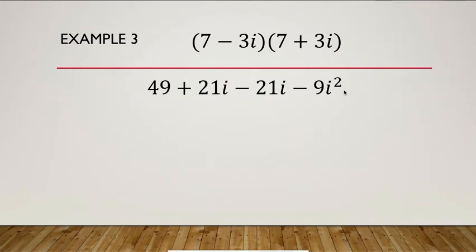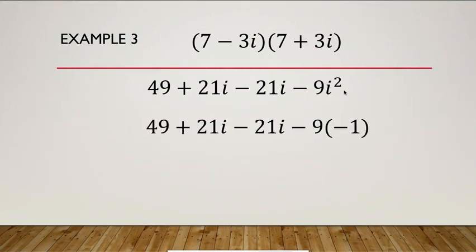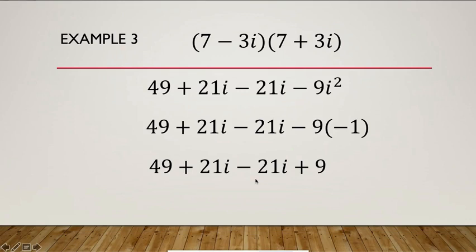So here again, there's a couple of ways you could continue from here. I always like to just get my i squared out of the way right away so that I don't forget to do that later. So I know that i squared is -1, which means I have 49 plus 21i minus 21i plus 9. And then notice when I combine that 21i and the minus 21i, those will cancel. And so the 49 plus the 9 would give me just 58. So this is an example of when multiplying complex conjugates, you end up with only a real answer.